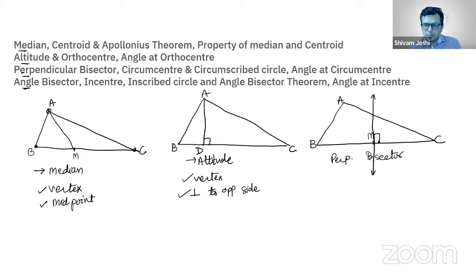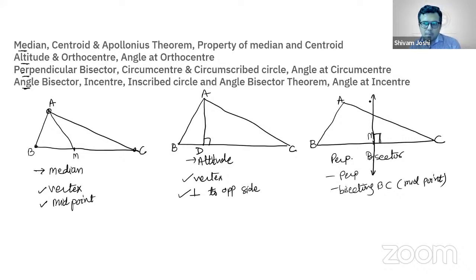This line becomes perpendicular bisector. Check this. It is perpendicular, making 90 degrees, and it is bisecting BC, which means, in other words, you can say passing through the midpoint of BC. Correct. So I hope you are able to distinguish between these three, right?